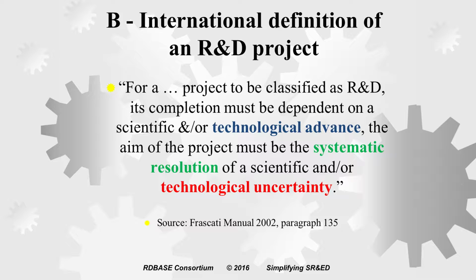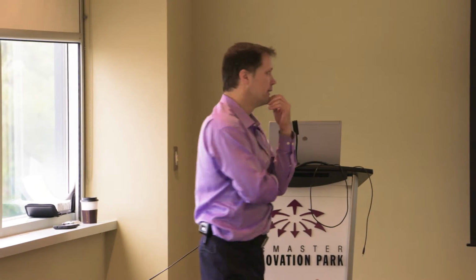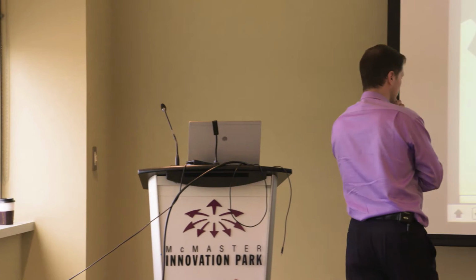So they say for a project to be classified as R&D, its completion must be dependent on a scientific or technological advance. And that will be the magical word for today. The Canadian Income Tax Act talks about technological advancement. And then all of the other concepts really come from the Canada Revenue Agency. So we'll talk about what the Income Tax Act says as a technological advance. And the aim of the project must be systematic resolution of a scientific or technological uncertainty. So again, we've taken these terms and we've put them into the Canadian tax system.